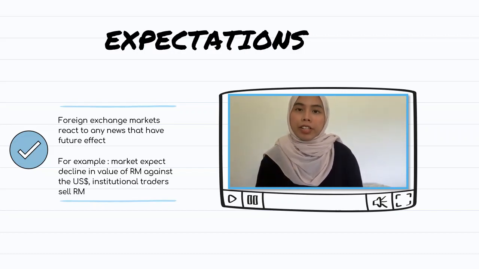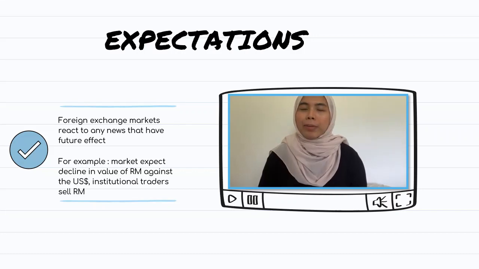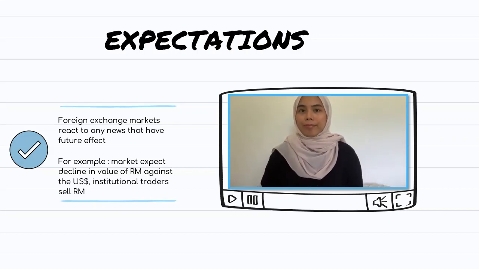Institutional traders sell ringgit Malaysia. The value of the ringgit Malaysia declines against the US dollar.